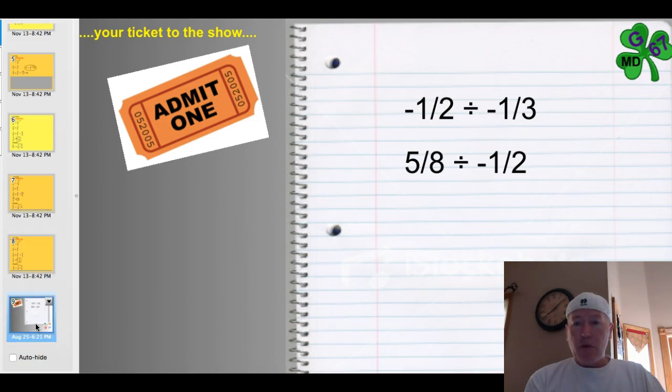All right, here is your ticket to the show. Those two problems, you can go ahead and work on those at home, burning them in tomorrow. -1/2 divided by -1/3, and 5/8 divided by a -1/2.